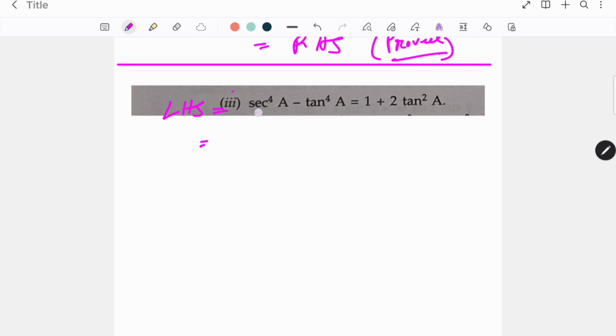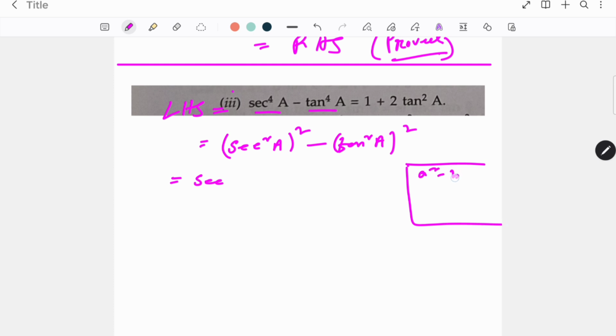So this sec to the power 4 a we are splitting in this way, that is sec square a whole square. And tan to the power 4 we are splitting as tan square a whole square. So the a square minus b square formula we got, we are splitting it into a plus b into a minus b. Which formula did we get? We got a square square minus b square. So a plus b, a minus b will split. We'll get sec square a plus tan square a, and this will be sec square a minus tan square a.